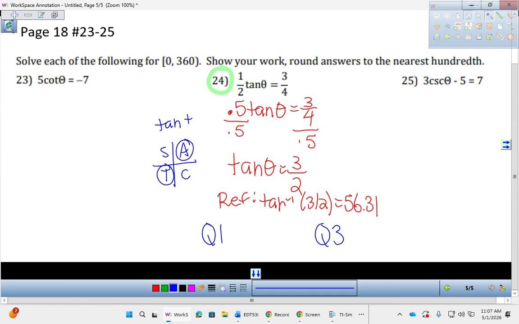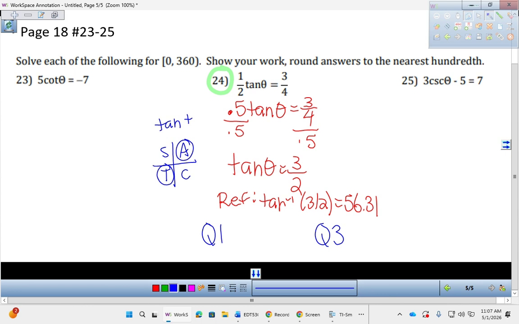All right, so maybe if you weren't sure how to get rid of the 1/2, I changed it to a 0.5, but you also could, the opposite of dividing by 1/2 is multiplying by 2. So you could have multiplied the other side by 2. Ultimately, we end up with tangent theta equals 3/2, or 1.5 is fine. So to find the reference angle, I'm gonna do the tangent inverse of 3/2 or 1.5, whatever works. That's gonna give you your reference angle.